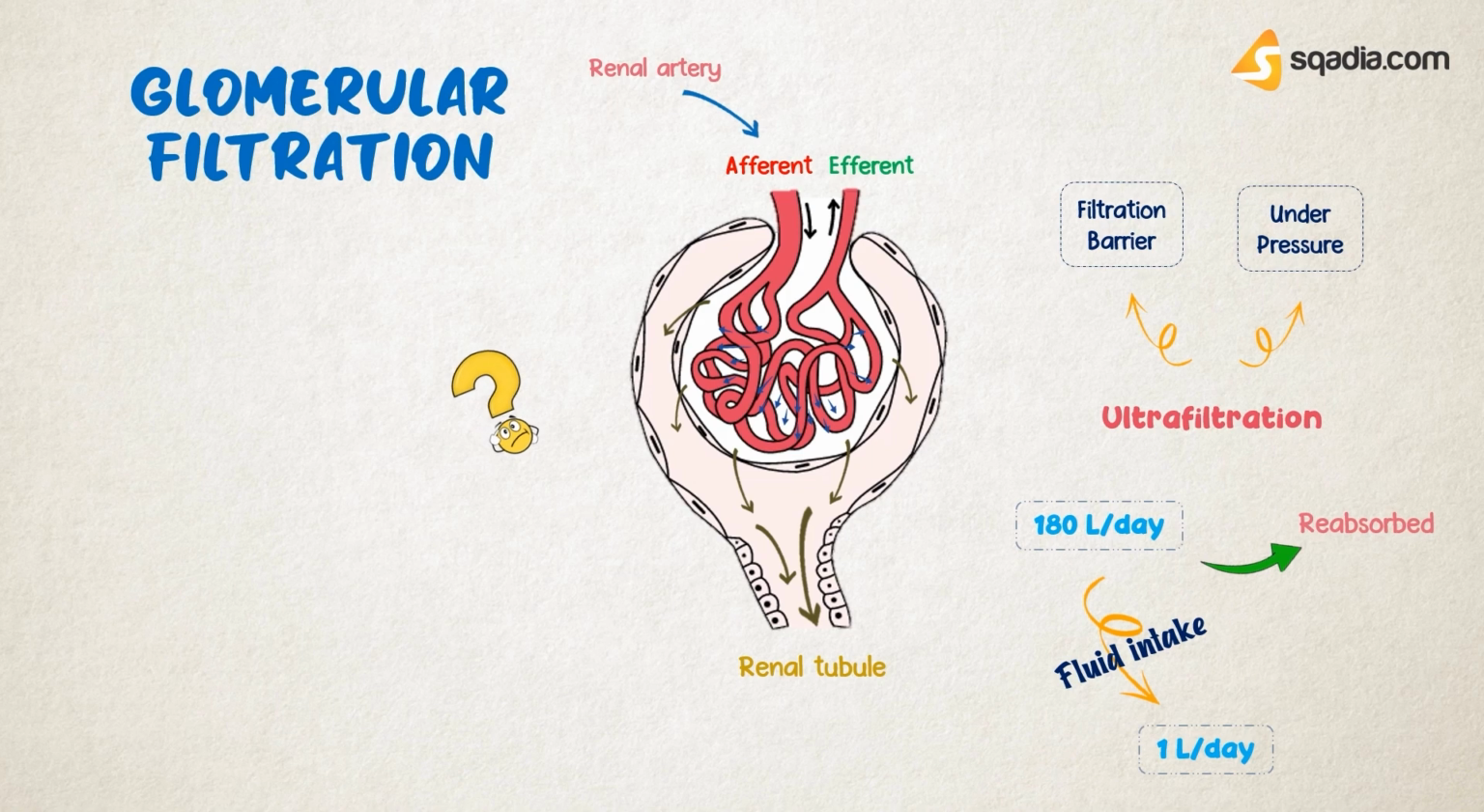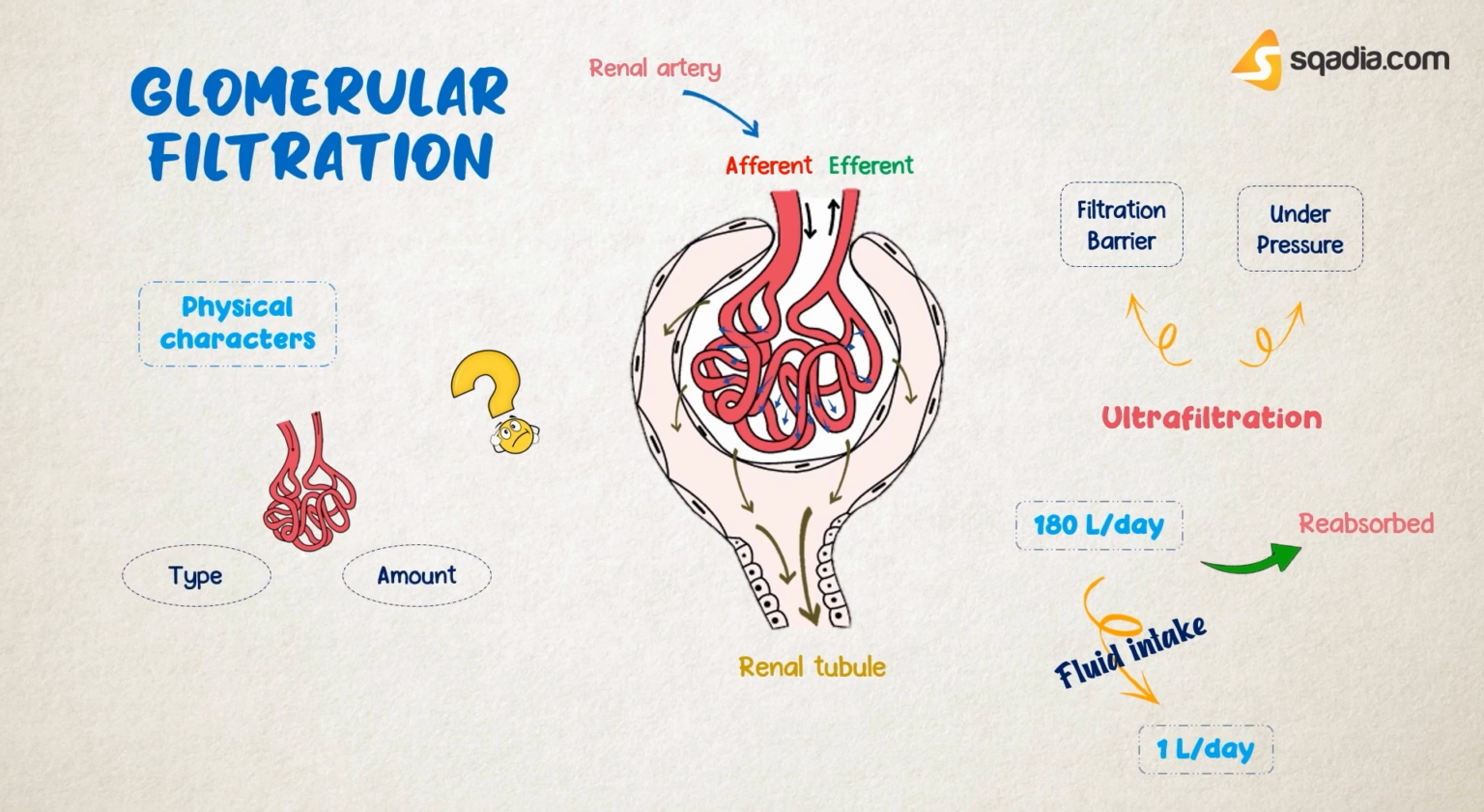But why is there fluid leaking into the glomerulus and filtration happening here? And what's so special about this part of the corpuscle? To answer this question, we have to look at the detailed structure of the glomerular capillary, because the physical characteristics of the glomerular capillary wall actually determine what is filtered and how much is filtered into the Bowman's capsule. So the type and amount of the filtrate depends upon these physical characteristics of the glomerular capillary. So let's have a detailed look at the structure of the glomerular capillary.